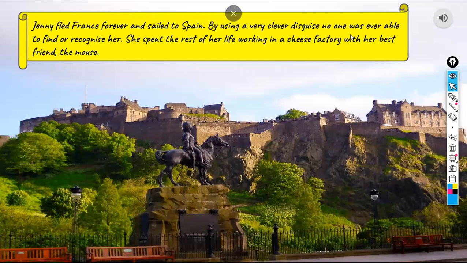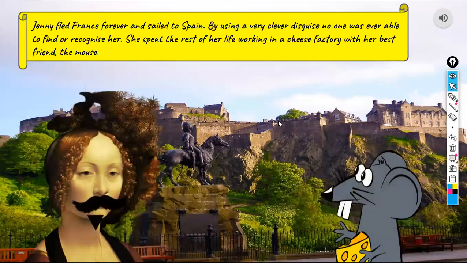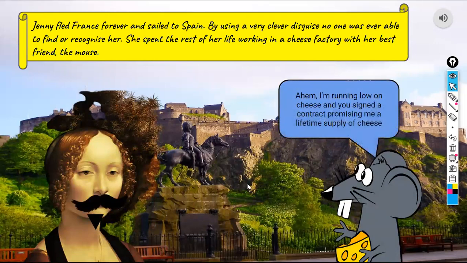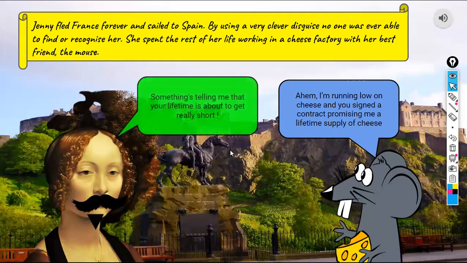So let's see her disguise. Perfect. No one will ever recognize or know that is Jenny. All right, perfect. So now the mouse is demanding his cheese because Jenny signed a contract, and that's the end of this particular story, guys. So I guess Jenny did have a happy ending. My previous stories didn't have happy endings, but this one is a happy ending.